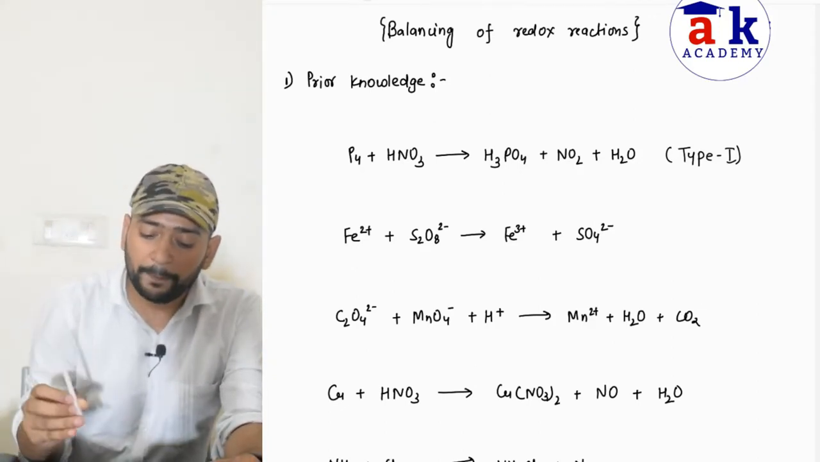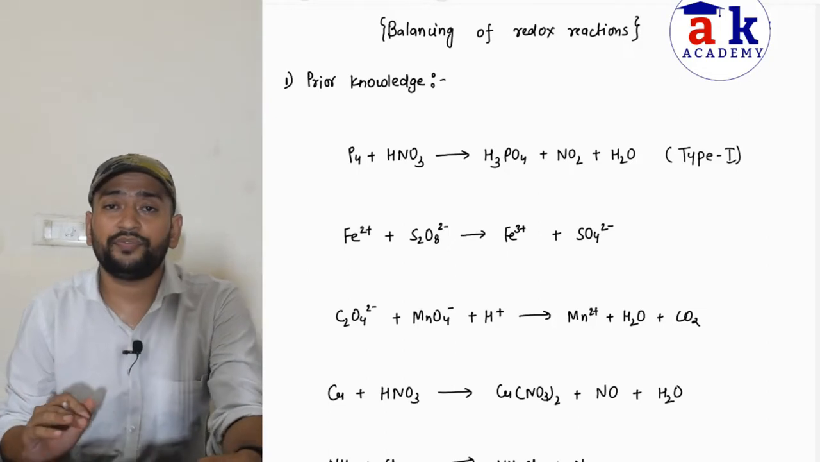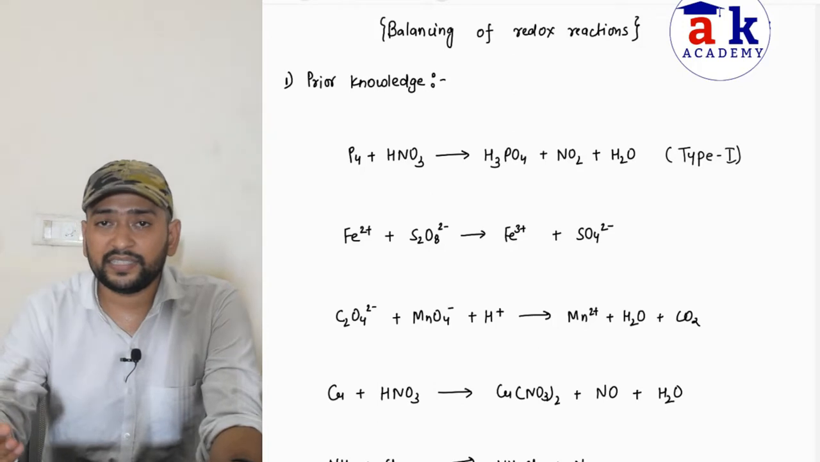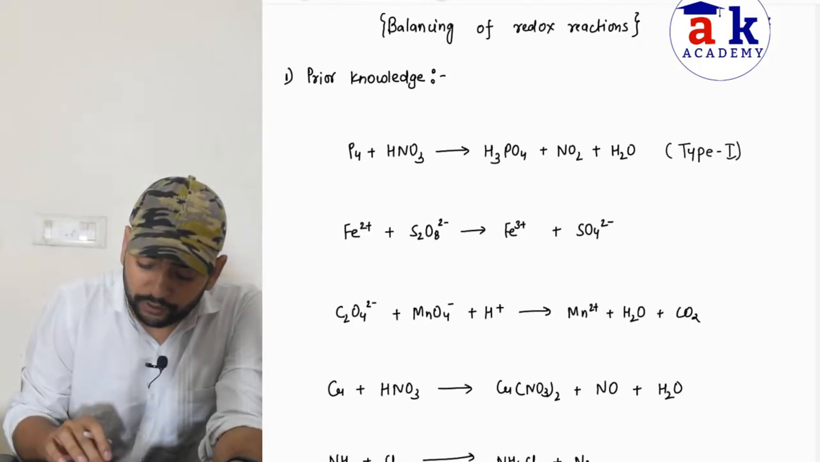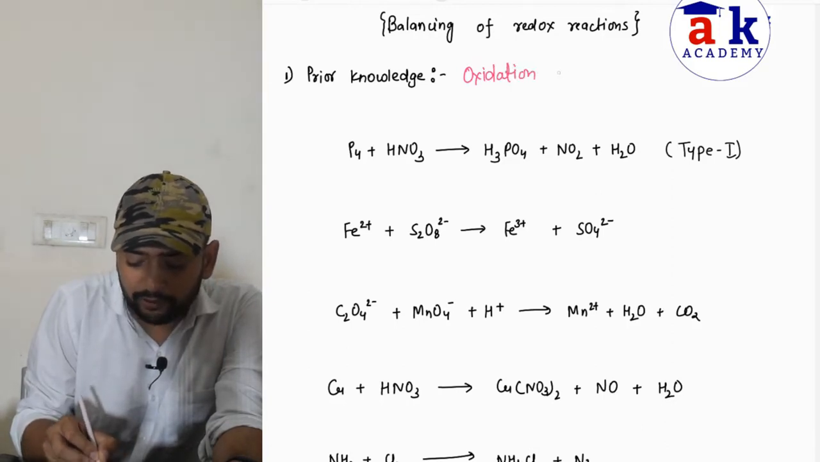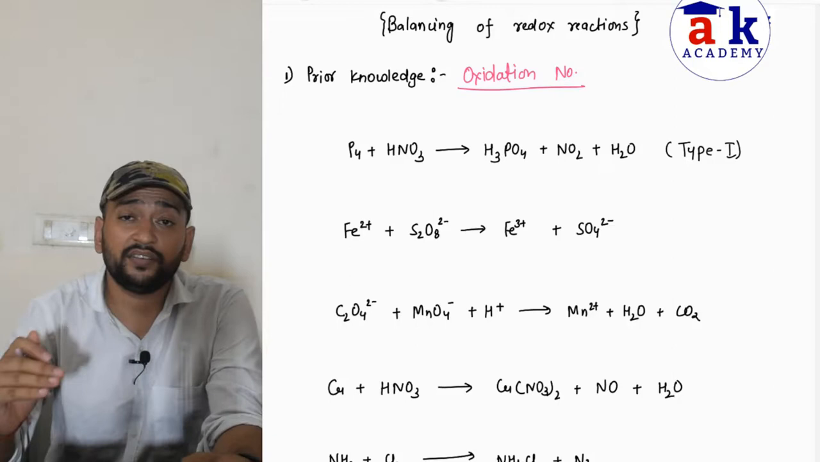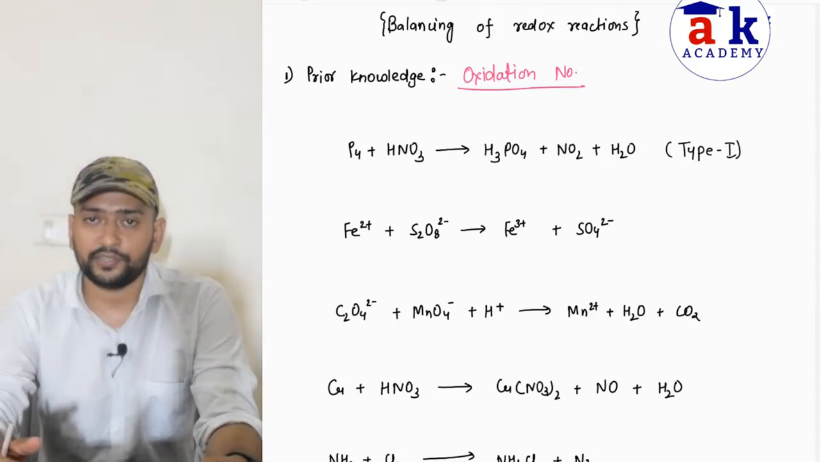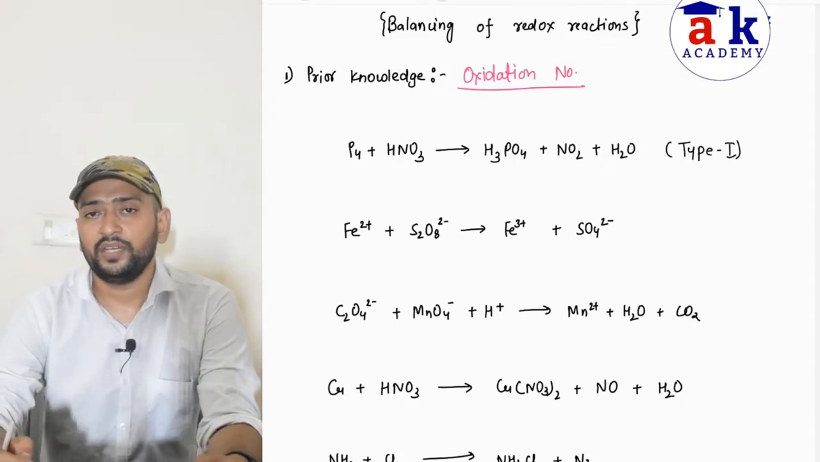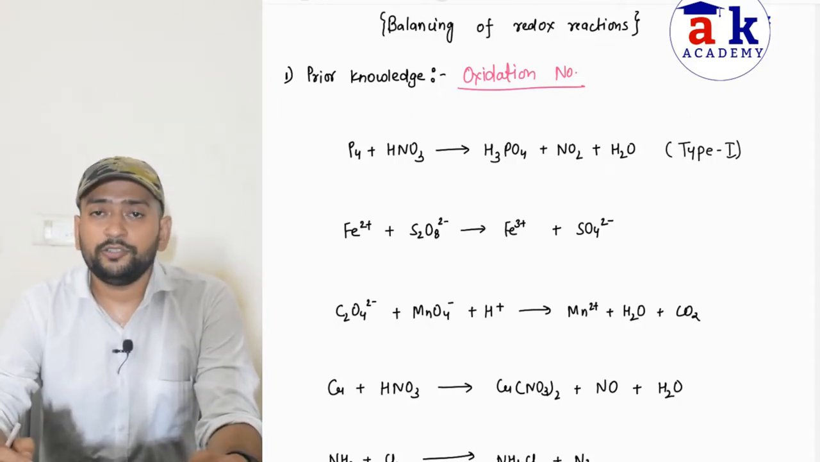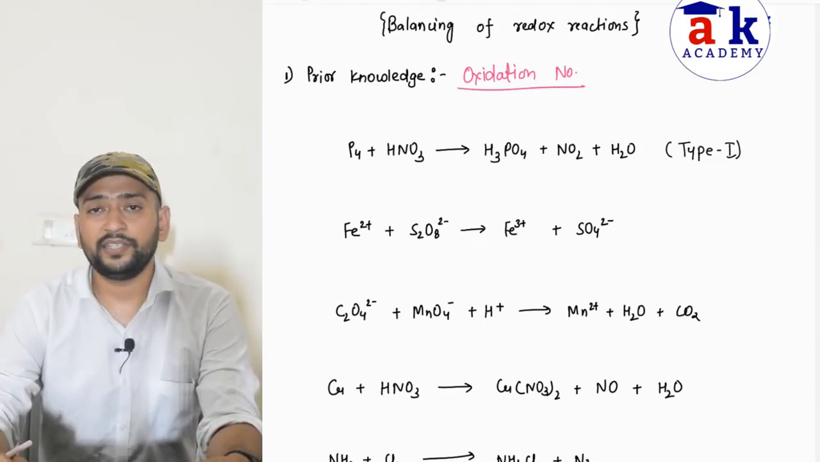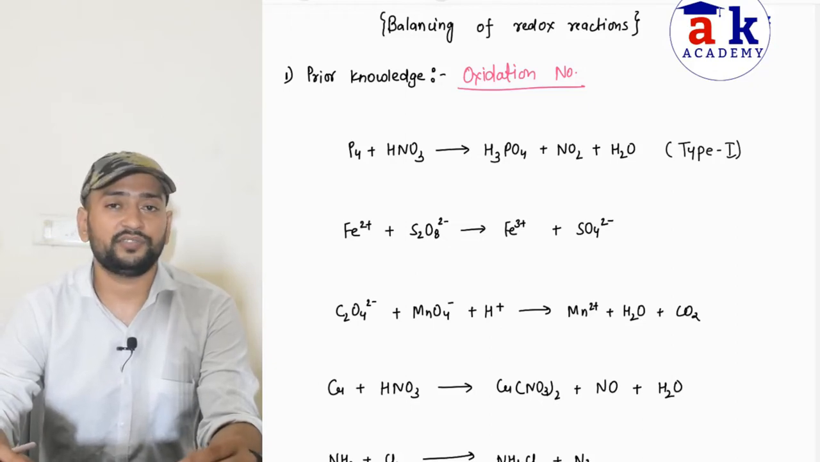So first of all, my dear students, you should know how to calculate the oxidation number. The prior knowledge required before balancing the redox reaction is that you should know how to calculate oxidation number. If you don't know how to calculate oxidation number, it will be difficult for you to balance the redox reaction. So first of all, learn how to calculate the oxidation number. But that is not part of this video, so we will be focusing on balancing the redox reaction. I assume that you all know how to calculate the oxidation number.